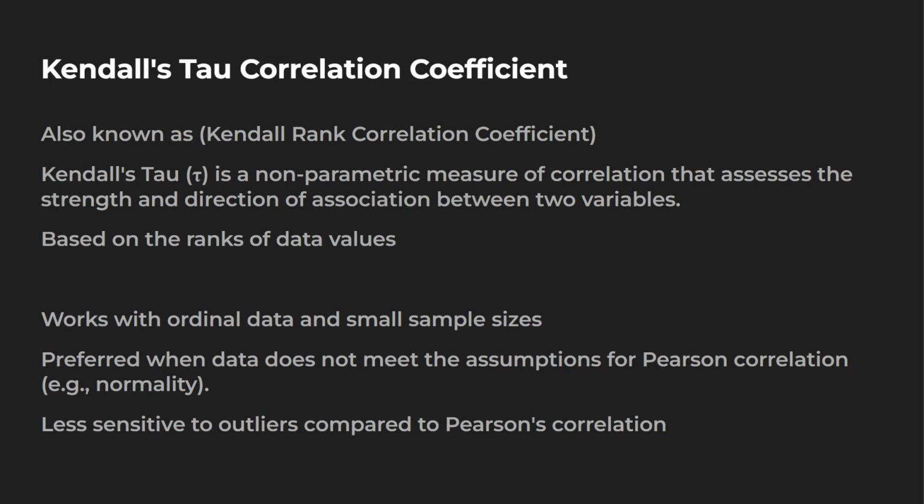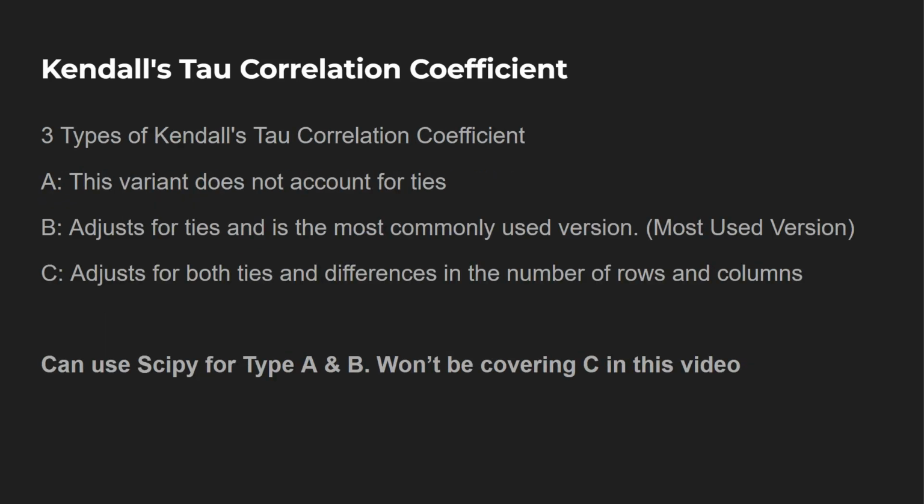And if it does meet the assumption of normality, right, and you don't have a lot of outliers, typically you'd want to use the Pearson correlation coefficient. But if there are outliers, it's not normal, you would want to use something like Kendall's Tau. There's three types of Kendall's Tau: A, B, and C. A, this variant does not account for ties. B, adjusts for ties and is the most commonly used version. C, adjusts for ties and differences in the number of rows and columns.